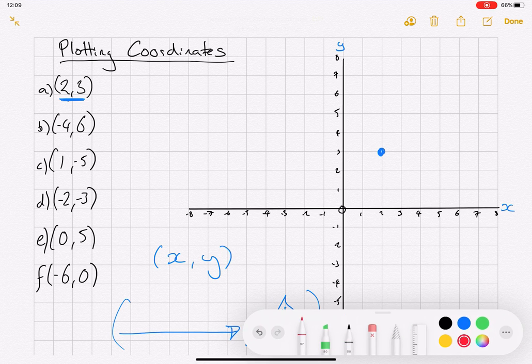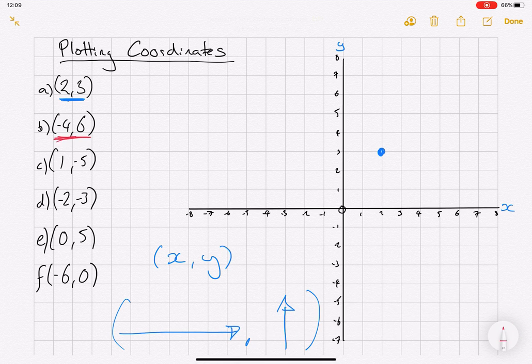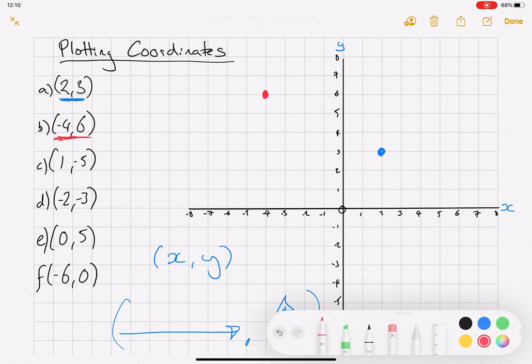Alright, let's change the colour. Let's have a look at this one. -4, 6. So starting from 0, I'm looking for -4, so I go along the corridor. This time I'm going left because it's a minus number, and then I'm going to go up the stairs to the 6, and that is where I'm going to plant that coordinate. So -4, 6 sits just here. Excellent.